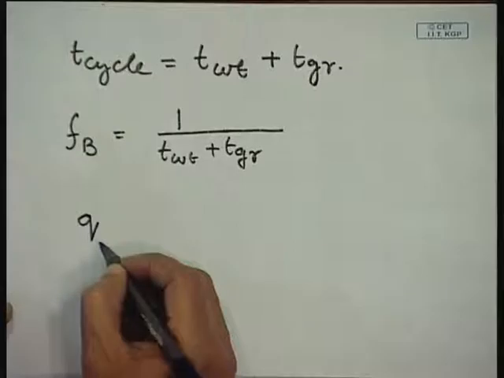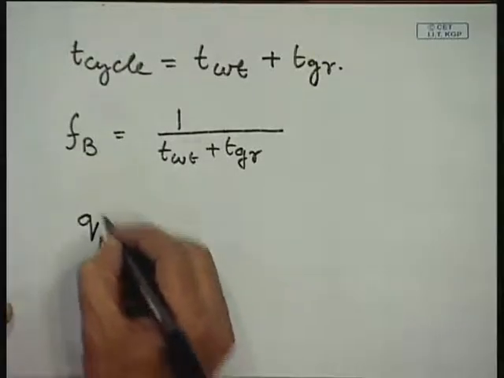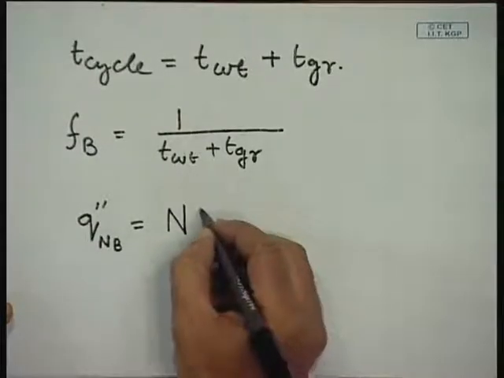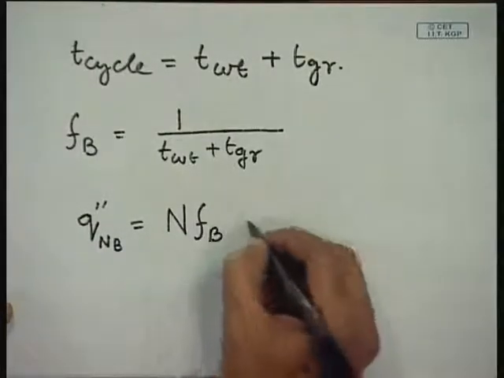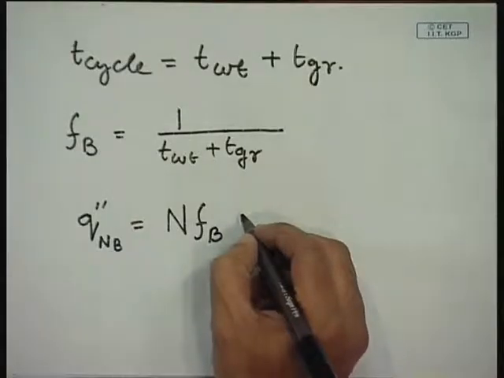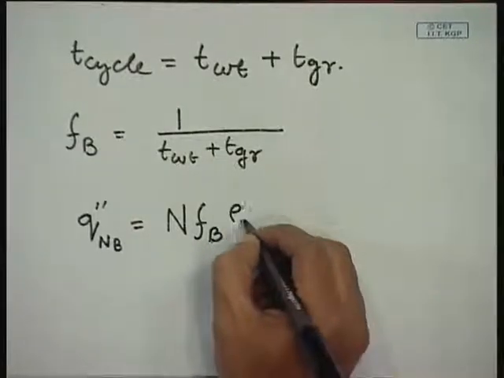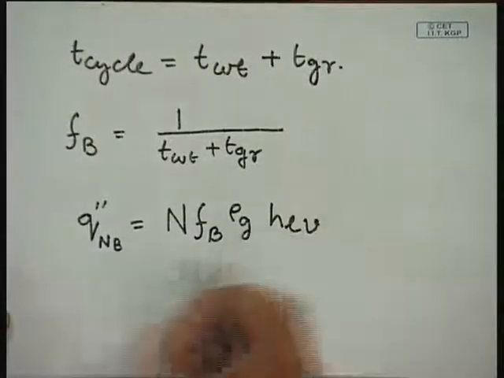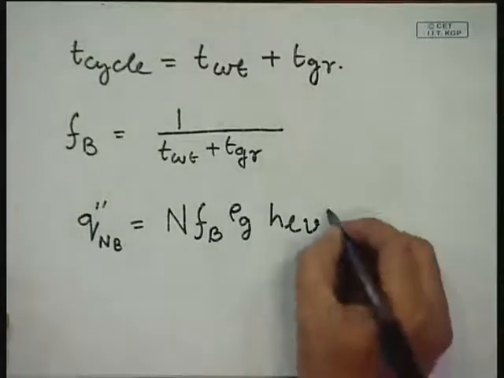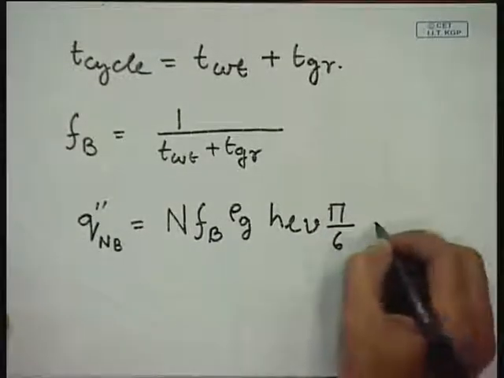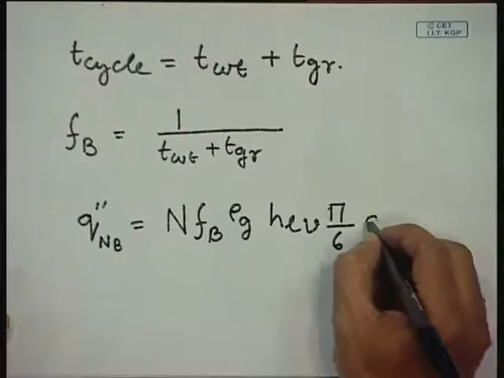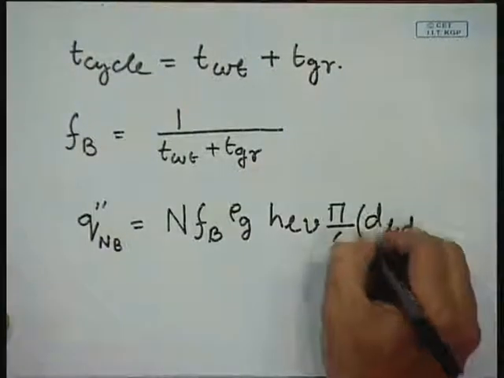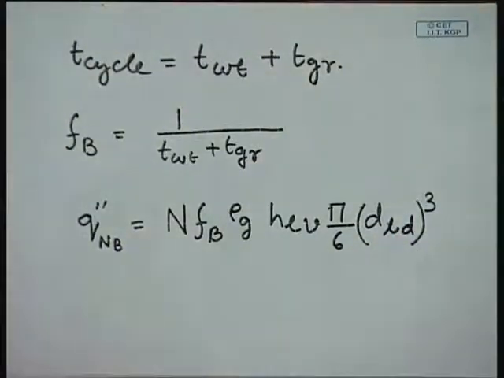For an isolated bubble, we can write Q nucleate boiling equal to N F_b rho_g h_LV, rho_g or rho_v, whatever you like, times pi by 6 and d_B d whole cube. So, what are the different components here?